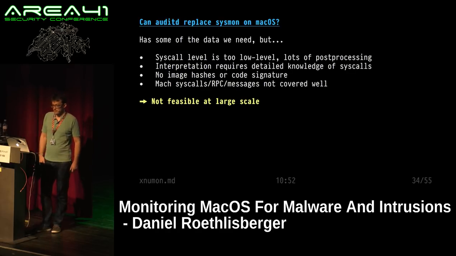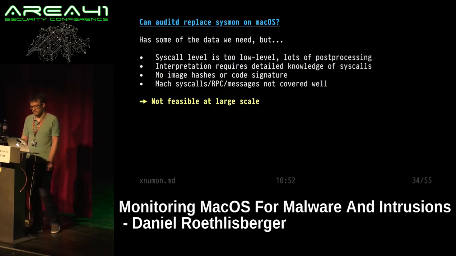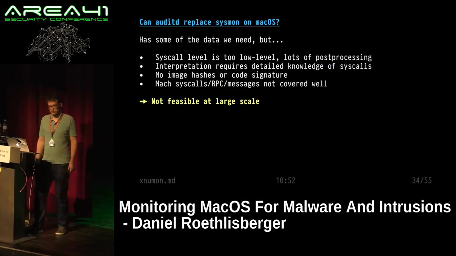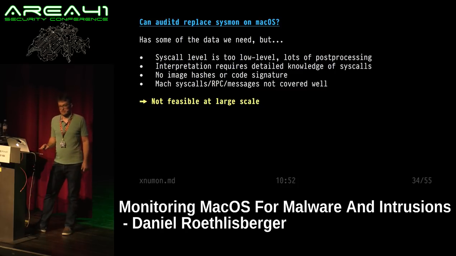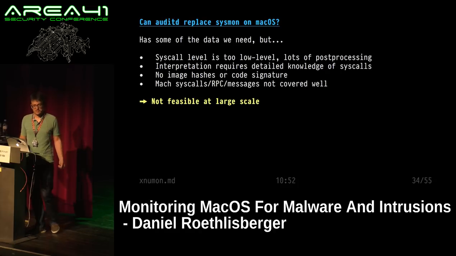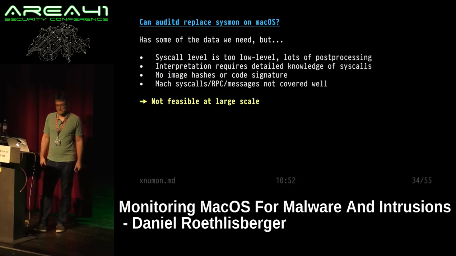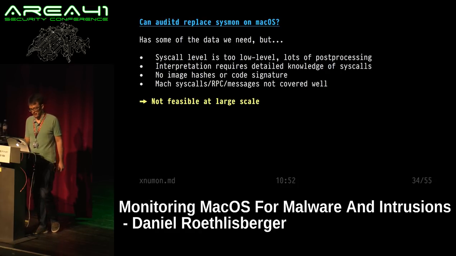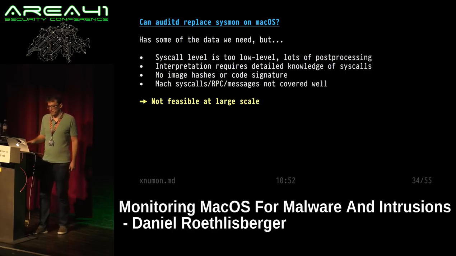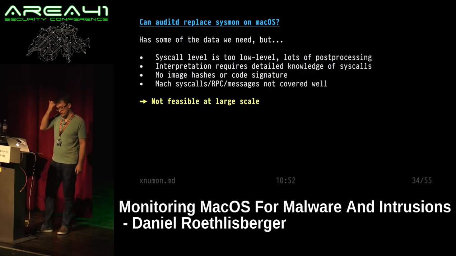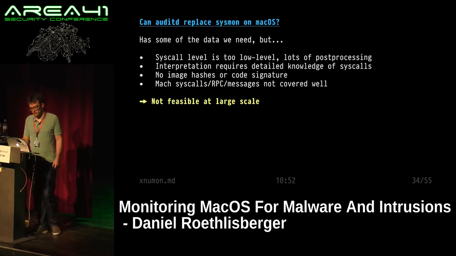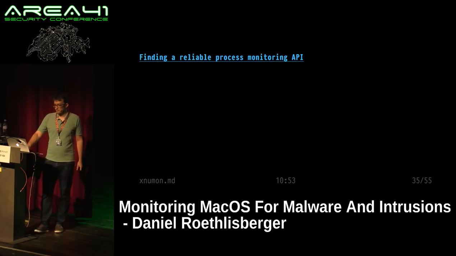So very interesting, but it's not a drop-in solution for Sysmon. It's too low level, too much information. There would be a need for a lot of post-processing of such records to create the context that I'm interested in. And also there's the issue that it doesn't cover the Mach side of the kernel as well as the BSD side. So this is not really a direct solution to the problem.